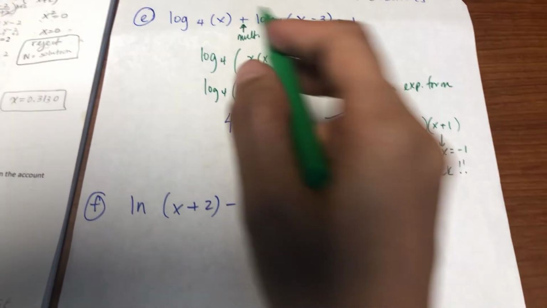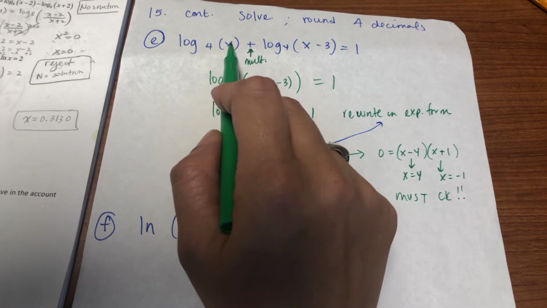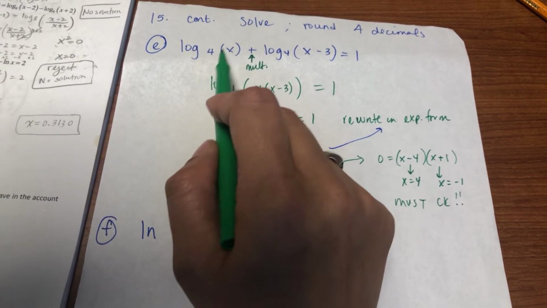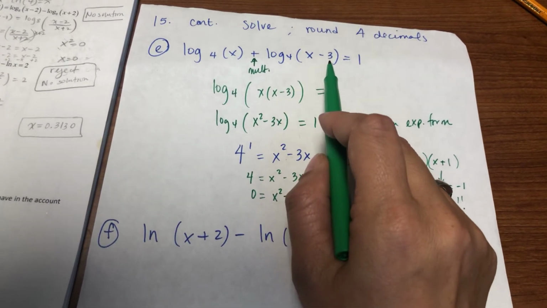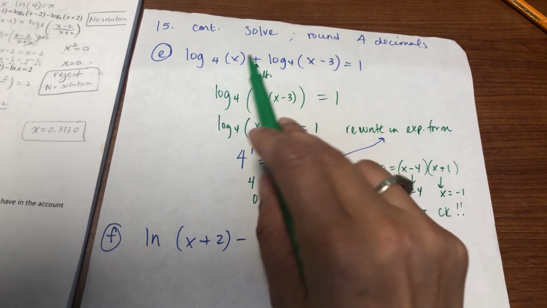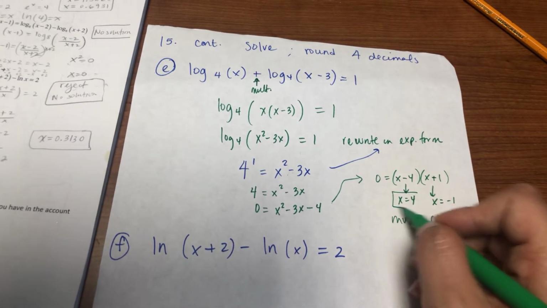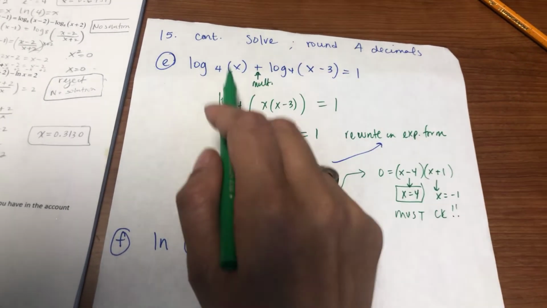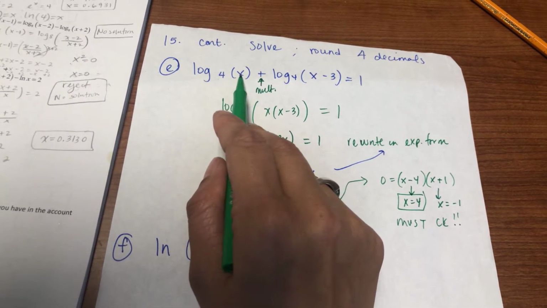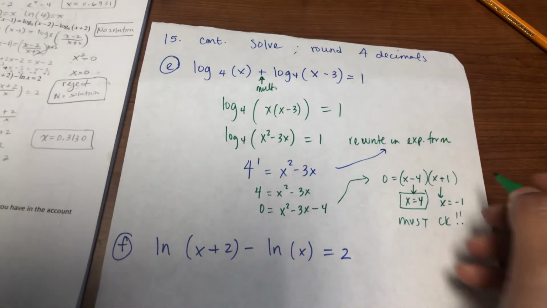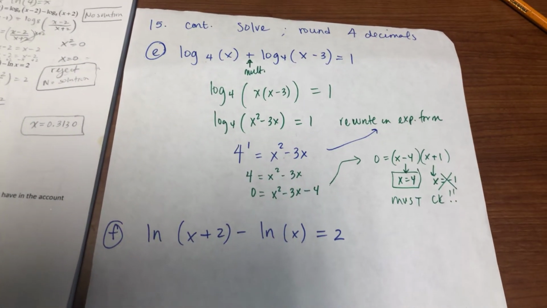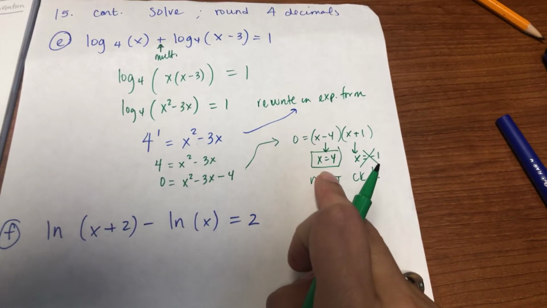Let's check 4. That would be log base 4 of 4, which is just 1, so that's pretty easy. 4 minus 3 is 1, and so that would be log of 1, which is 0. 1 plus 0 equals 1, and so the 4 checks, so we can keep that one. Let's check negative 1. Look, log base 4 of negative 1. We can't have a negative inside of a log, so we get to reject this one. Our only answer is x equals 4.